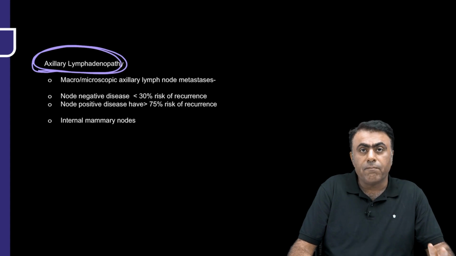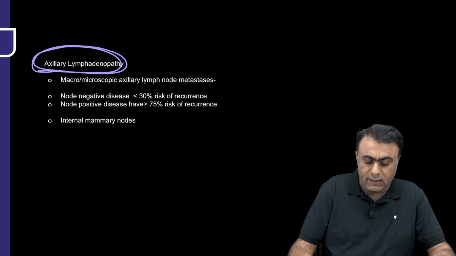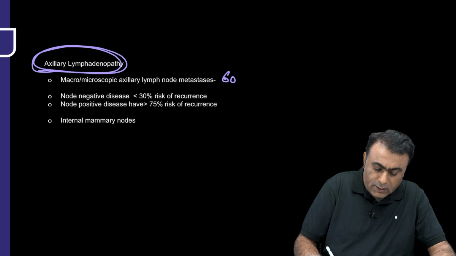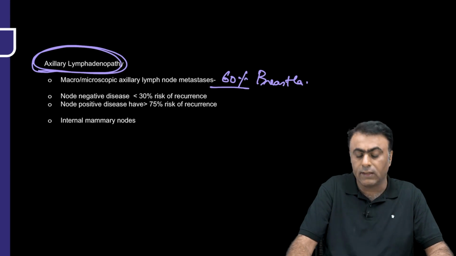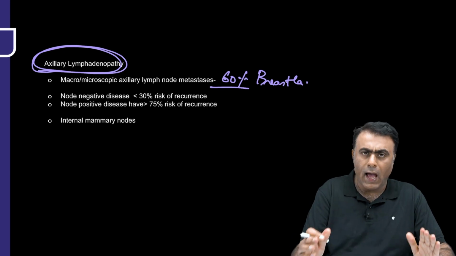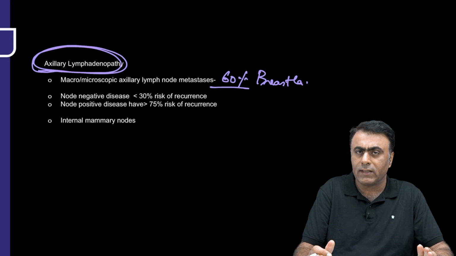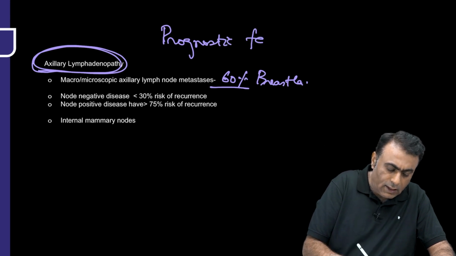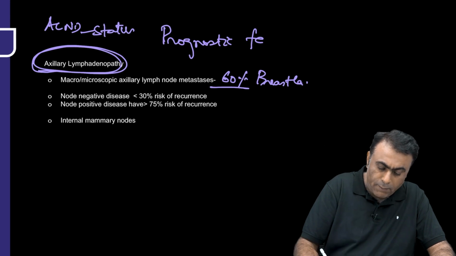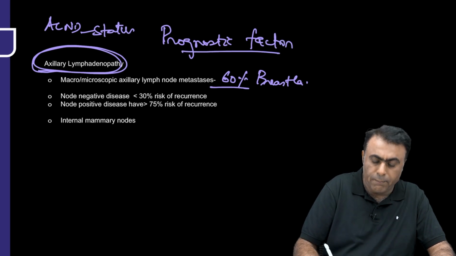There is evidence of macro or microscopic axillary lymph node metastasis in around 60% of patients of breast cancer. And presence or absence of axillary lymph node metastasis is a very, very important prognostic factor for breast cancer. So I can say axillary lymph node status is a very, very important prognostic factor for breast cancer.